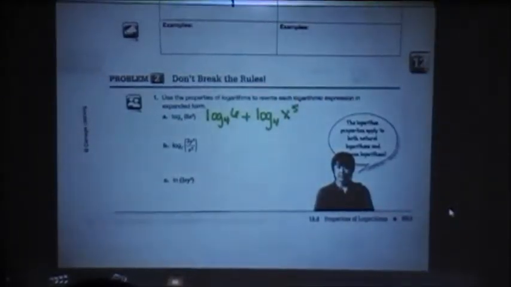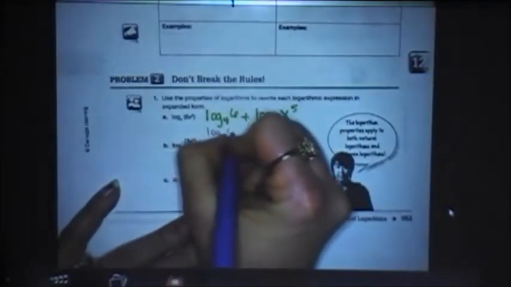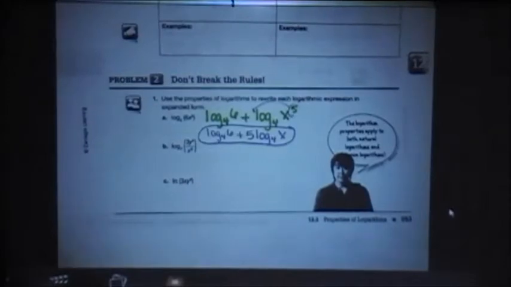Now you're not finished, because in this expansion, I've got this 5 up here, and I need to use my power rule and move it to the front. So I've got log base 4 of 6. Nothing happens on that one, but on this one, the 5 gets to move to the front. And you have 5 log base 4 of x. So that's your final answer. That's the expanded logarithm. You okay? Sure.